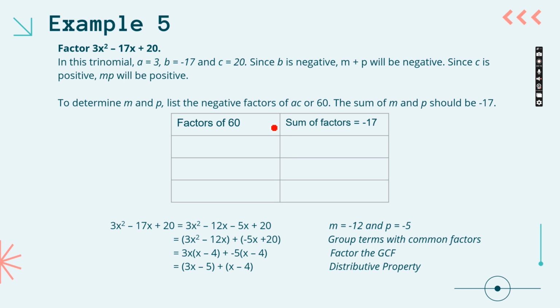What about this problem? 3x squared minus 17x plus 20. In this trinomial, we have a is equal to 3, b is equal to negative 17, and c is equal to 20. But since b is negative, n plus p will also be negative as well. But since c is positive, m times p will also be positive. So we have to make sure that we are picking two negative numbers that give you a positive 60, while at the same time added together give you negative 17. We can try something like 1 and 60, both negative.